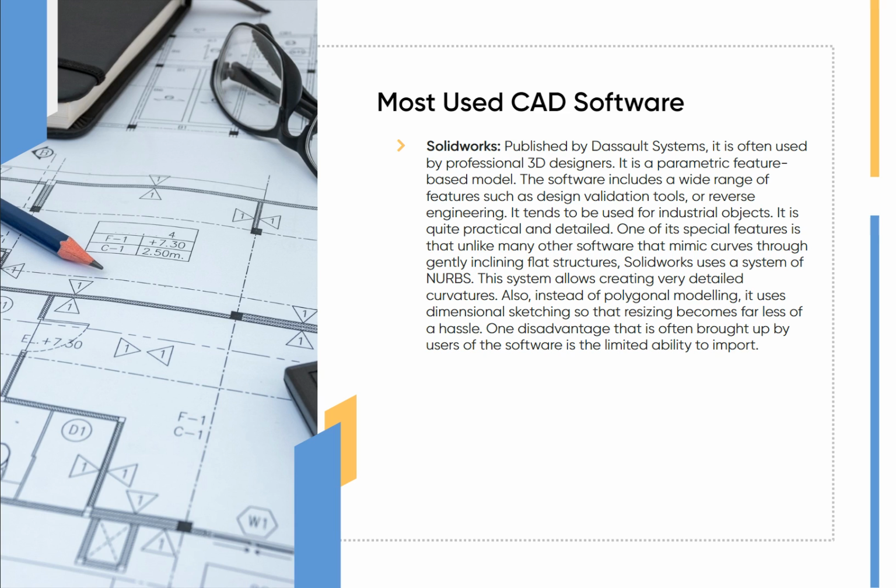One of its special features is that unlike many other software that mimic curves through gently inclining flat structures, SolidWorks uses a system of NURBS. This system allows creating very detailed curvatures. Also, instead of polygonal modeling, it uses dimensional sketching so that resizing becomes far less of a hassle. One disadvantage that is often brought up by users of the software is the limited ability to import.